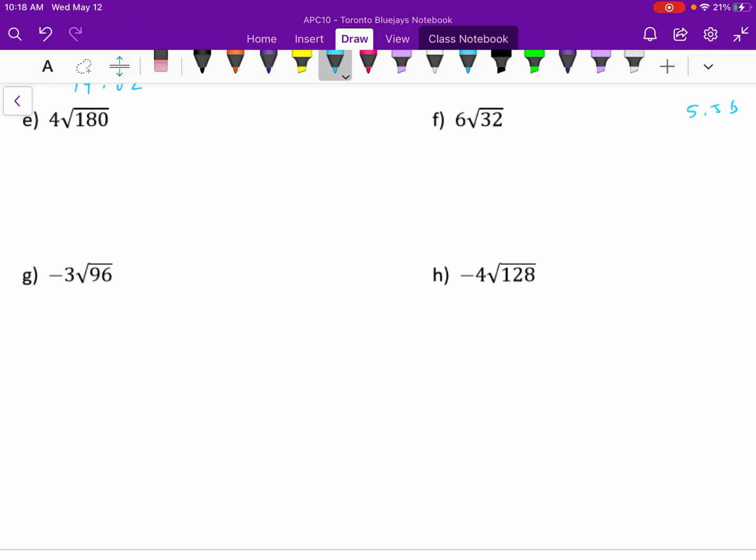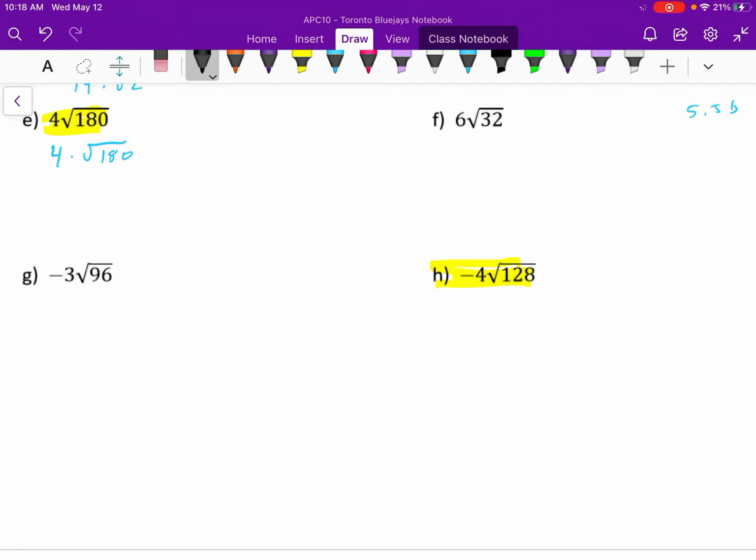I promise that we are nearing an end to simplifying these radicals. So, I'm going to choose to do this radical right here and this radical right here. I'm only going to do two examples. Now, keep in mind that 4 root 180 means 4 times the root of 180.